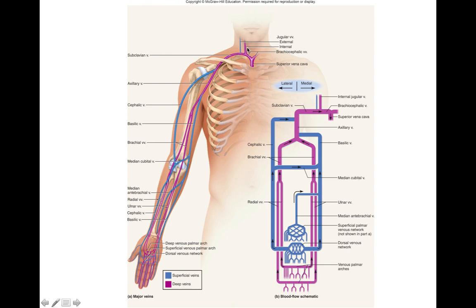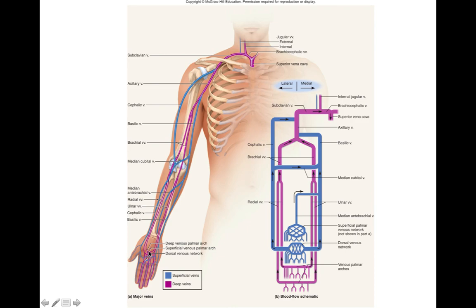Here is your internal jugular vein right here and your external jugular vein here. They both connect directly to the subclavian vein right here. Subclavian, under the clavicle. And then the subclavian will drain into the superior vena cava. But if we follow the pathway of the blood a little bit farther out, you've got deep venous palmar arches and superficial venous palmar arches down here.